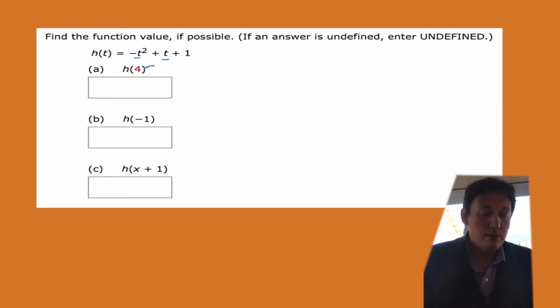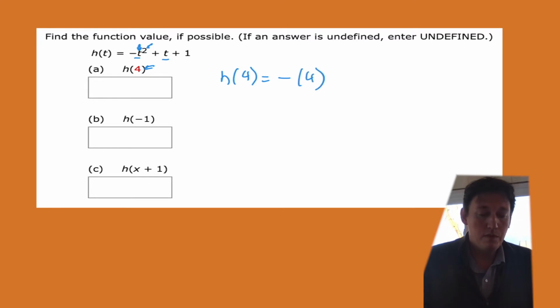Part A asks you to plug in a 4 where the t is. So h of 4 would be nothing more than plugging the 4 in everywhere you see a variable. In this case, our variable is t, but very commonly you'll see x as your variable. Here also we have to be careful with the negatives. Notice that the 2, the square, only goes to the t, not to the negative. So the negative comes along for a ride.